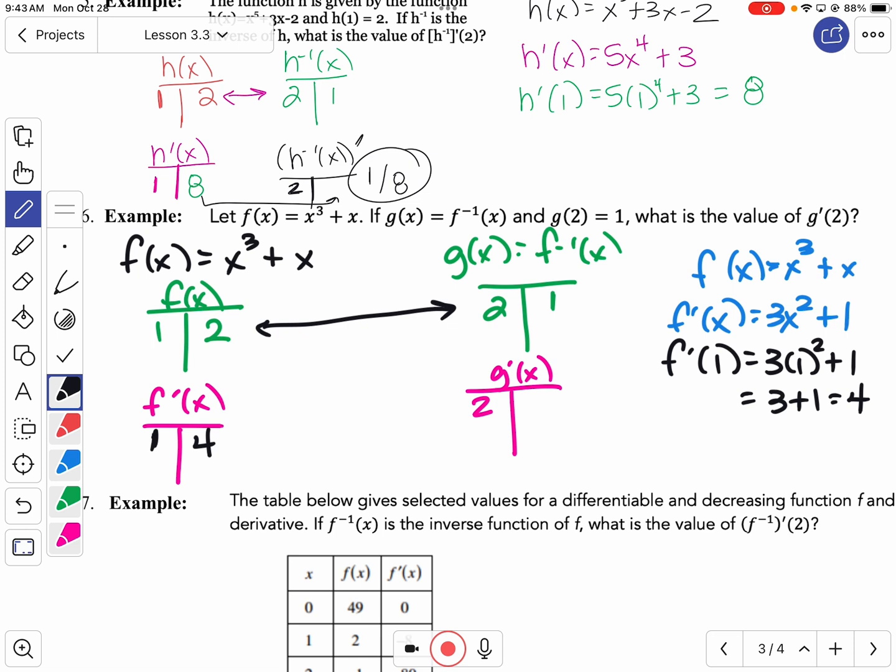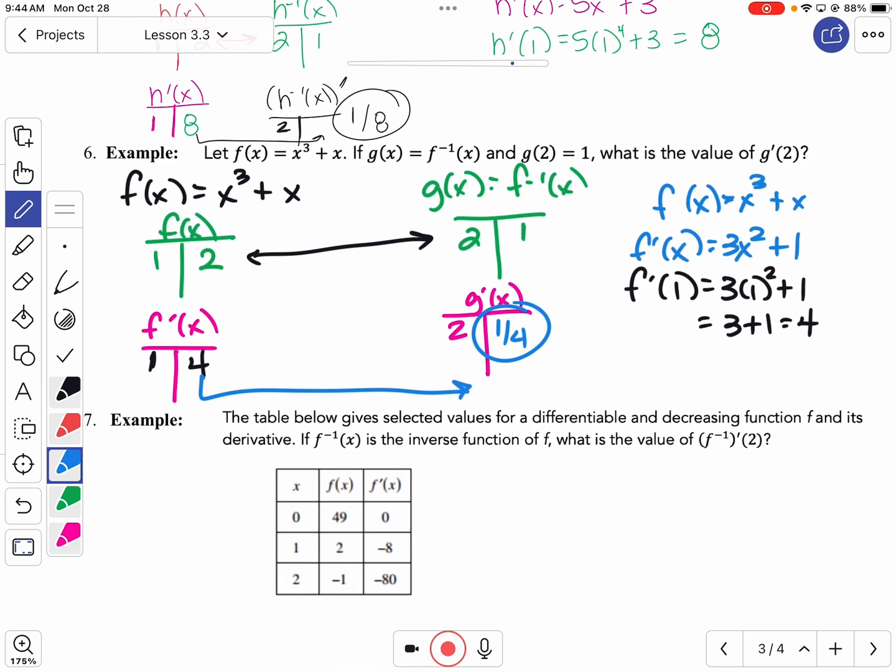But it wants g prime at 2. What do I do to that derivative I just found? Reciprocal. Okay, and the reciprocal of 4 is 1/4, and that's my answer. It's all a reciprocal.